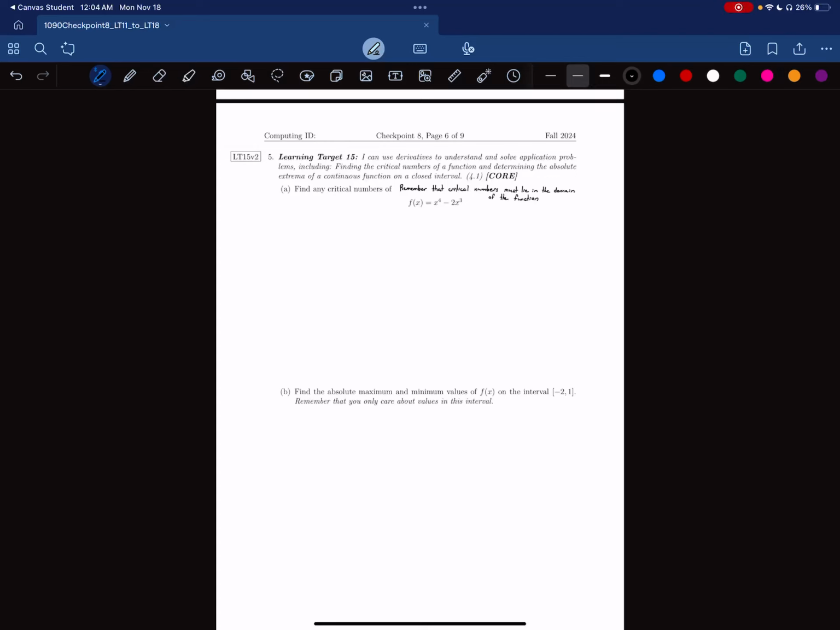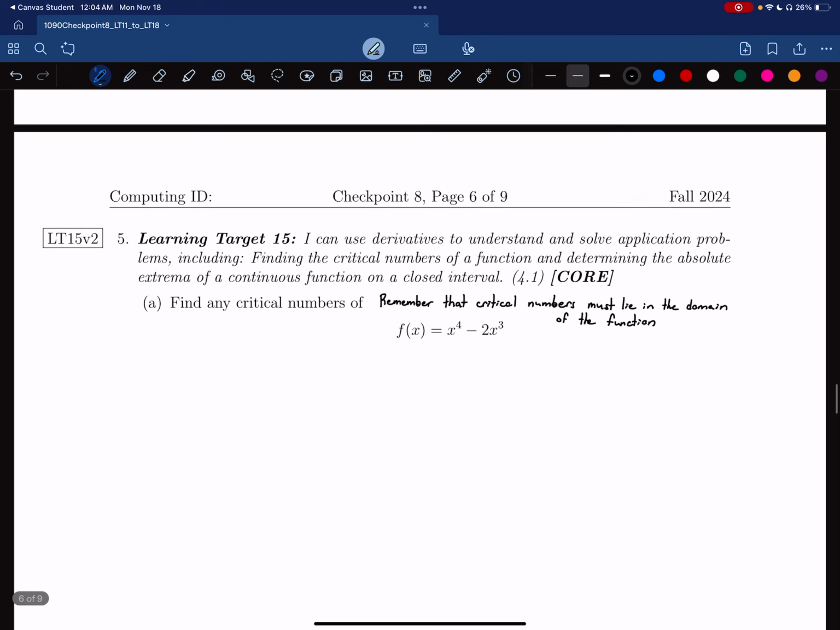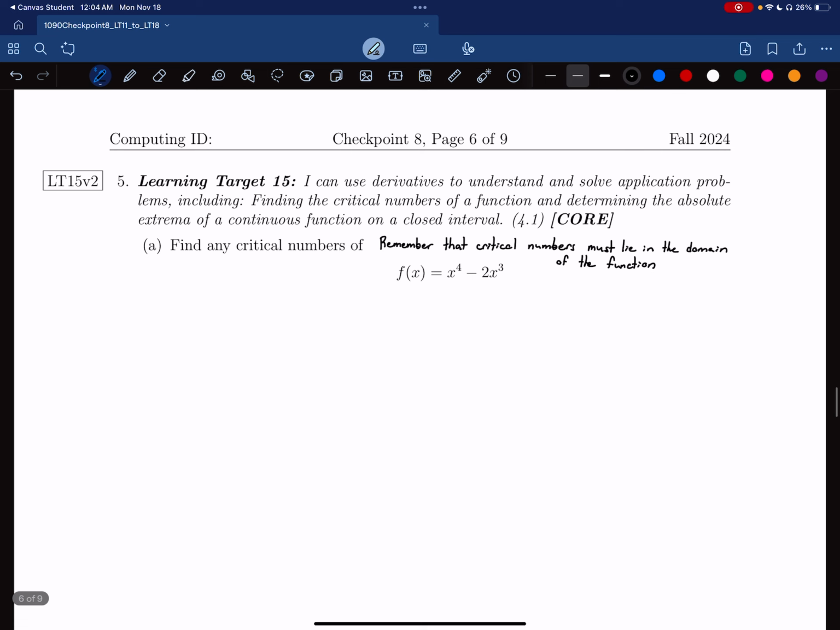Hey everybody. Today I will be going over Learn Target 15 again, from Checkpoint 8, your second attempt on it, just because it's a core learning target and I really want to make sure you guys get a lot of exposure to it before the final attempt. This learning target's all about finding critical numbers and then determining the absolute extrema of a continuous function. The steps are all pretty similar, but it's a very important thing that you'll use in future classes like physics classes and higher math. So it's good to get a good foundation of it.